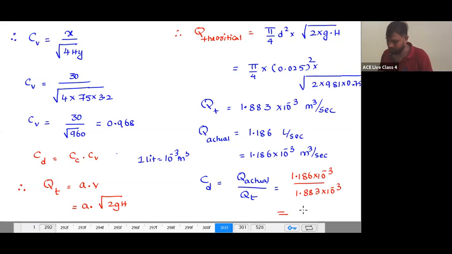1.186 by 1.883. So this is going to be 0.629, so it is going to be 0.63. I know the CD value and I know the CV value. So I'll take the CV value as given, don't convert it directly, because if you take this value here, then the CD value and CV value, the CC value is also going to change, right? So now I hope you understood how I have solved this.